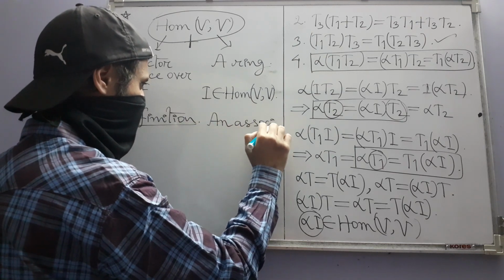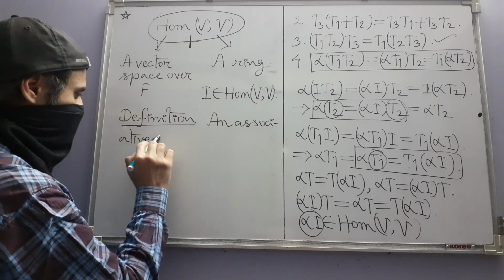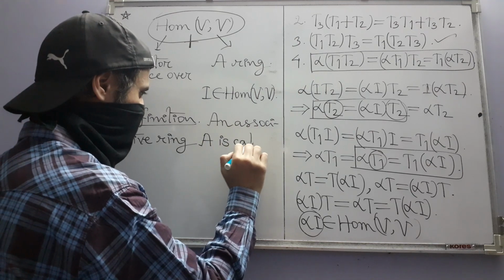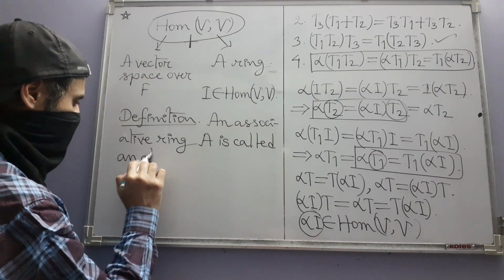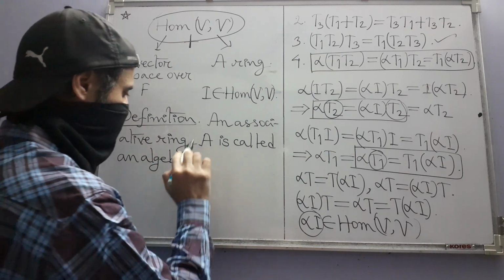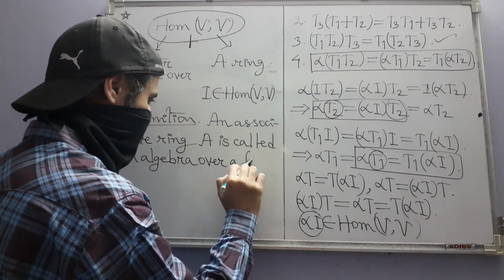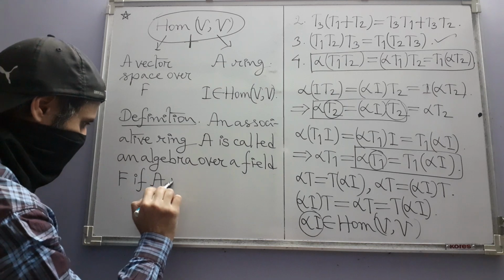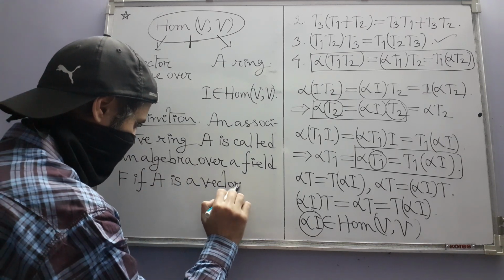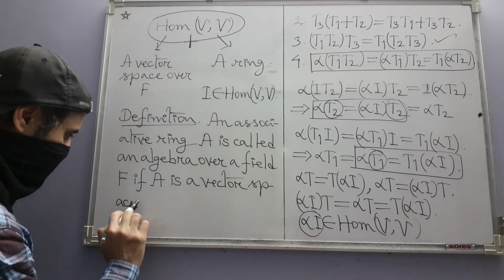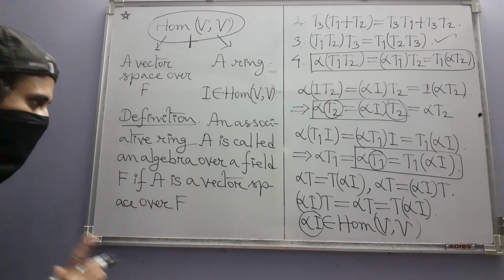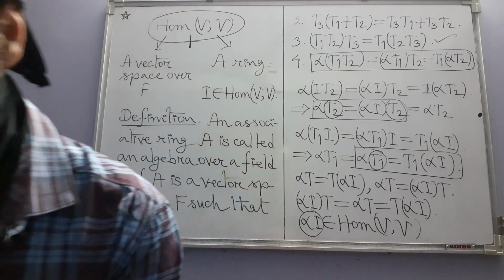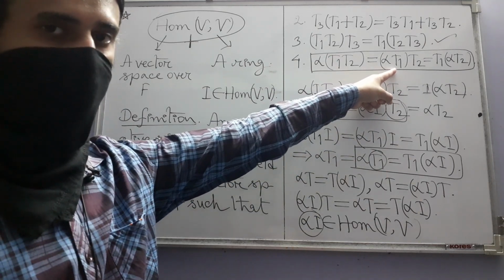An associative ring A is called an algebra over a field F if A is a vector space over F such that something else is also true, and that something else will be in the pattern of this fourth property.